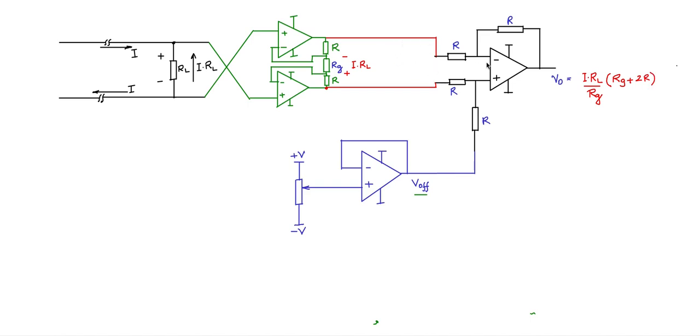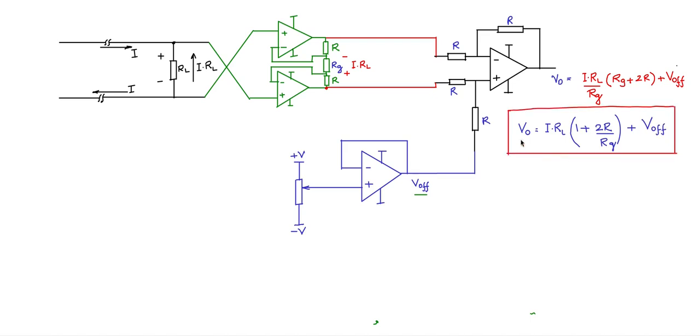So this is the difference portion which comes out, and there is the offset portion, V offset divided by R, because you have the superposition happening at this point, into 2, so plus V offset. So this is the output voltage V0. I will just rewrite it. V0 is equal to IRL into 1 plus 2R by RG plus V offset. This is the final relationship on the receiver side.